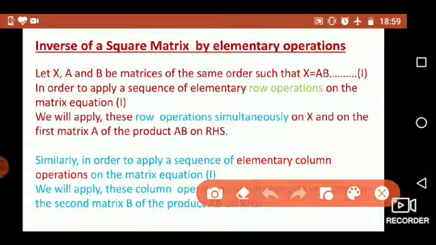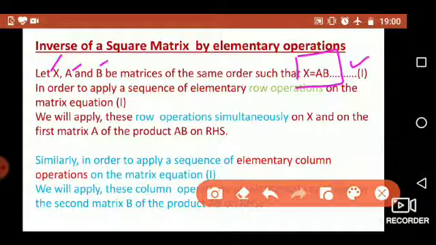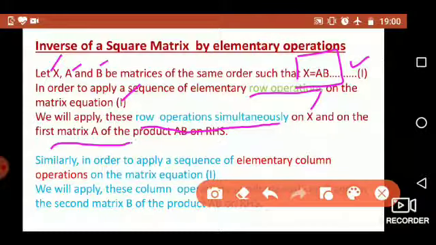Let capital X, A and B be the matrices of the same order such that X can be written as the product of A into B, and we denote this as equation number 1. In order to apply the sequence of elementary row operations on the matrix equation 1, we will apply these row operations simultaneously on X and on the first matrix A of the product AB on the right hand side.